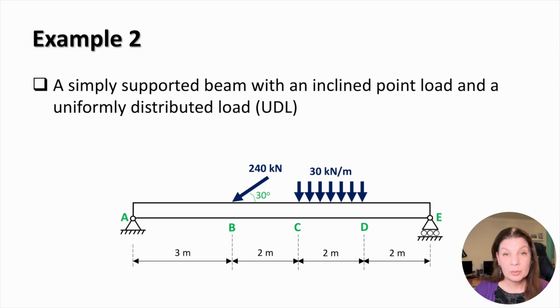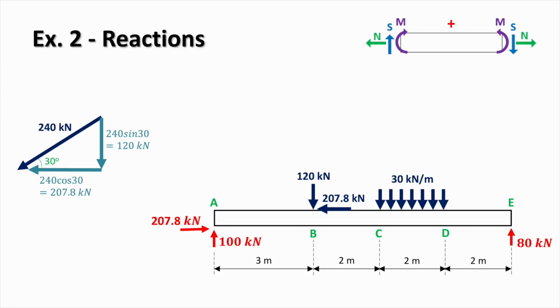So in this example, we'll extend the same systematic approach, but now include the effect of both distributed loading and axial force. We begin by resolving the inclined 240 kilonewton load into its components. The approach to calculating support reactions has been covered in the previous lectures, so here we'll just focus on the key steps and results. The vertical component of the load is 120 kilonewtons and the horizontal component is 207.8. These components are then applied to the beam.